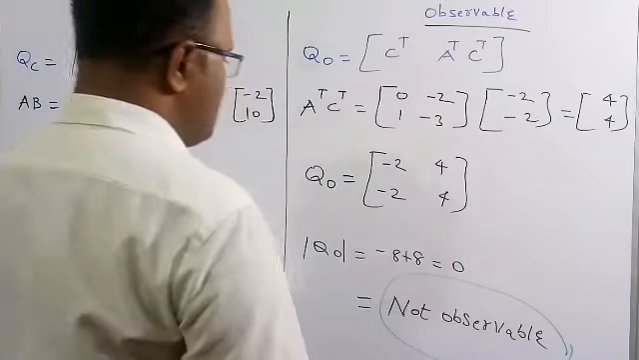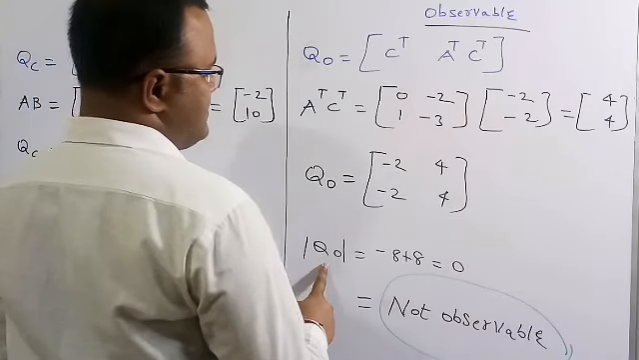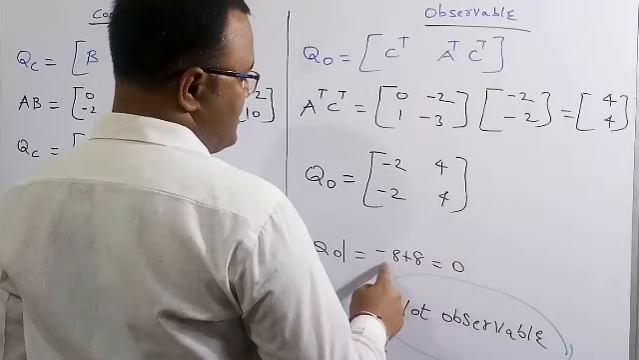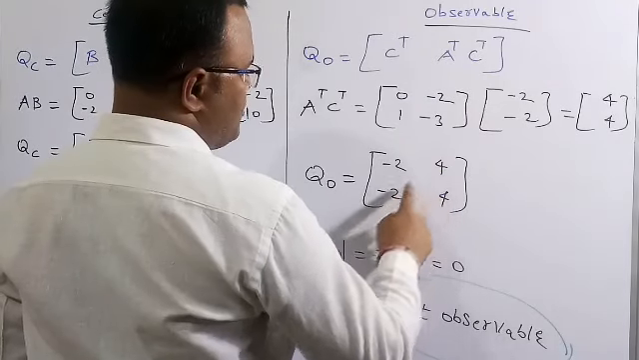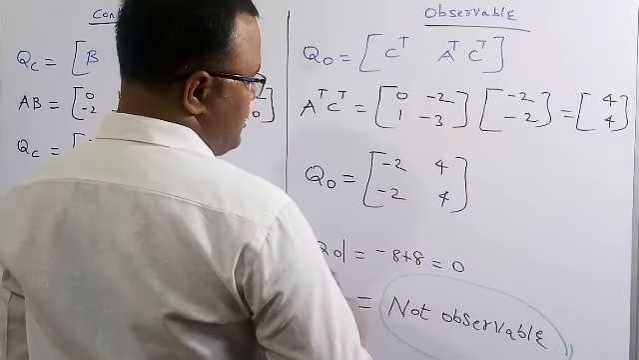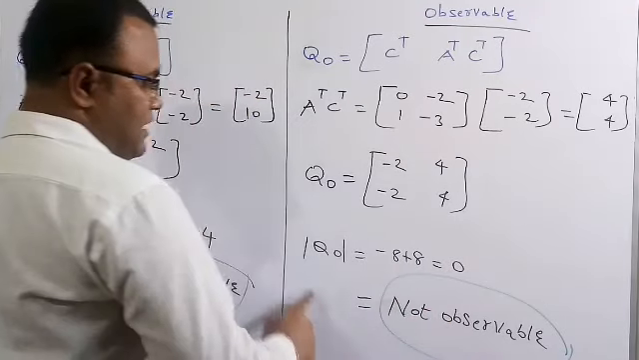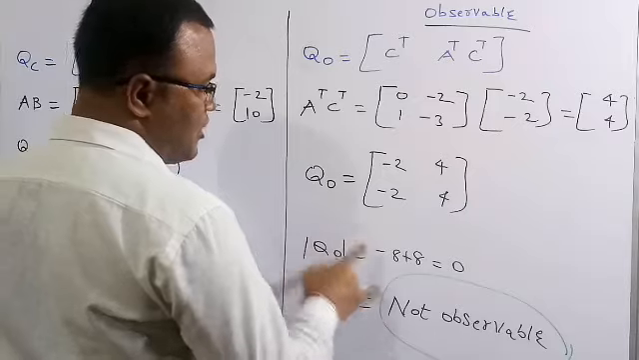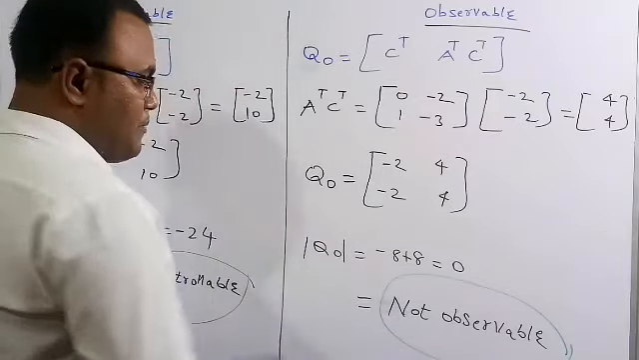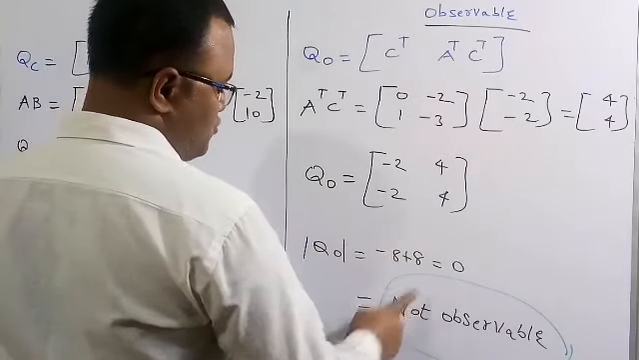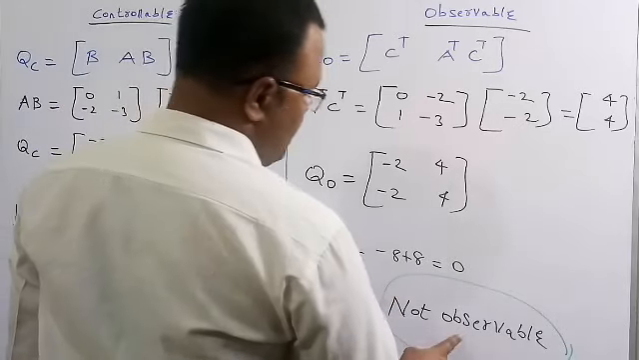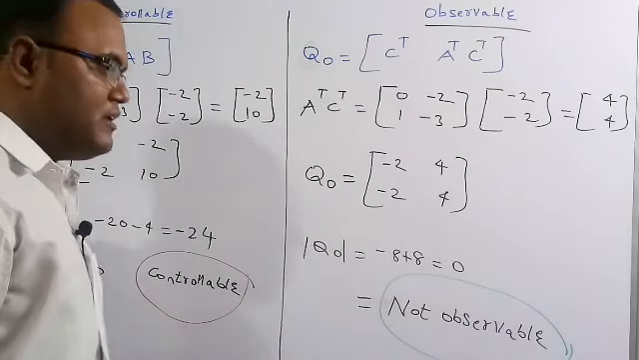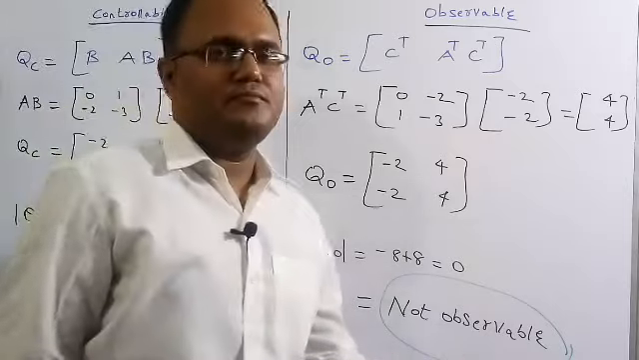So now we are going to find the determinant of this matrix. Minus 2 into 4 is minus 8, minus of 4 into minus 2 will become plus 8. So therefore the determinant is 0. If the determinant is 0, it is not observable. Suppose if the determinant is not 0, then it is observable. But in this case, the determinant is equal to 0. So therefore, it is not observable. So we can conclude that here the system is controllable and the system is not observable.